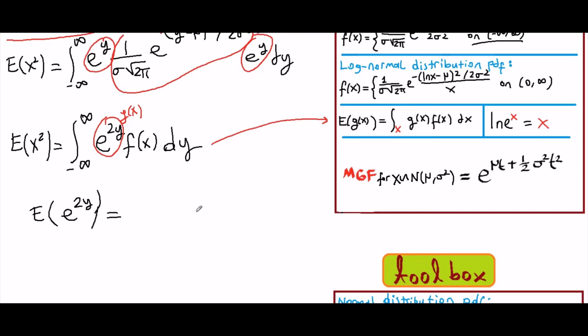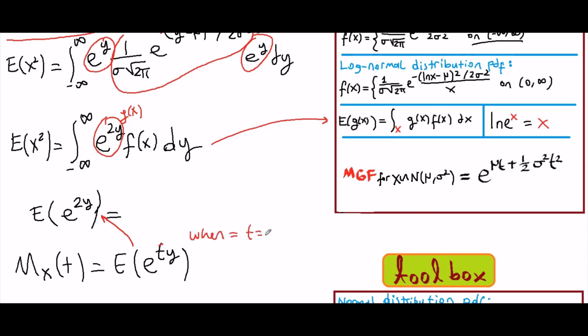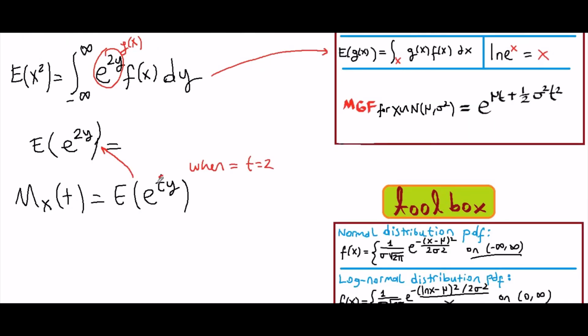So let's compare this with the moment generating function in general. Moment generating function is equal to expectation of e to the tx. In our case, our variable is y, ty. So this expression is equal to that expression when t is equal to 2. So instead of t, if we use 2, this expression is equal to that expression. And moment generating function of normal distribution is equal to e to the mu t plus 1/2 sigma squared t squared.